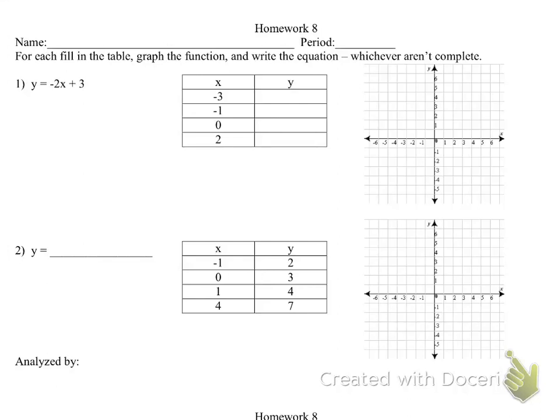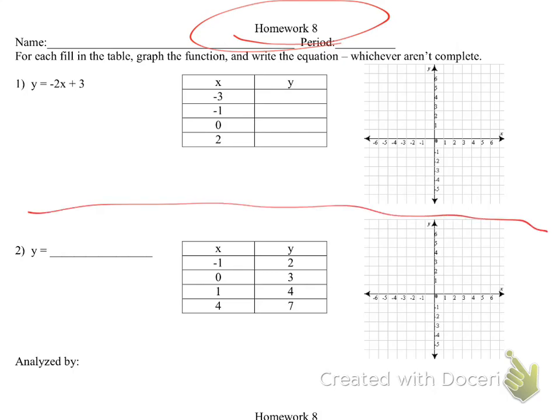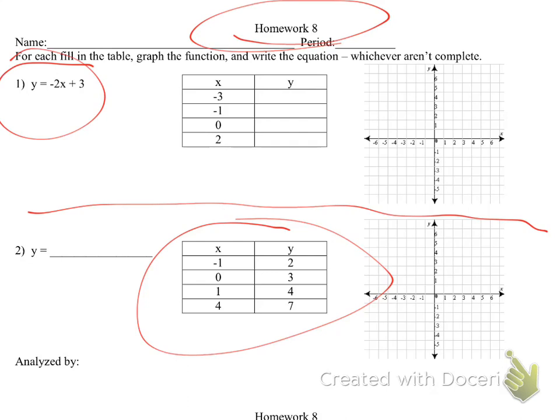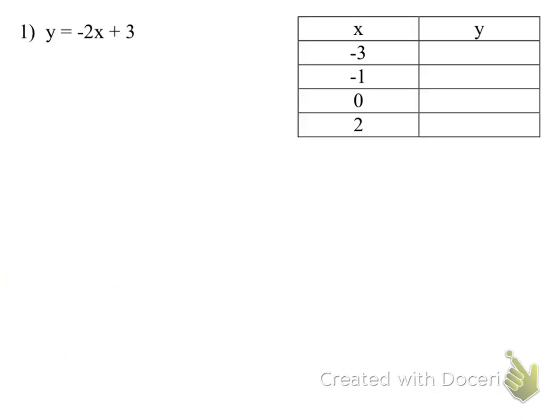Alright, let's see if we can get homework 8 solutions done in a good amount of time. So on both of these problems, you'll either have the table or the equation, and with that you need to get the other two things, which would be the equation and the graph. Alright, let's move on to number 1.